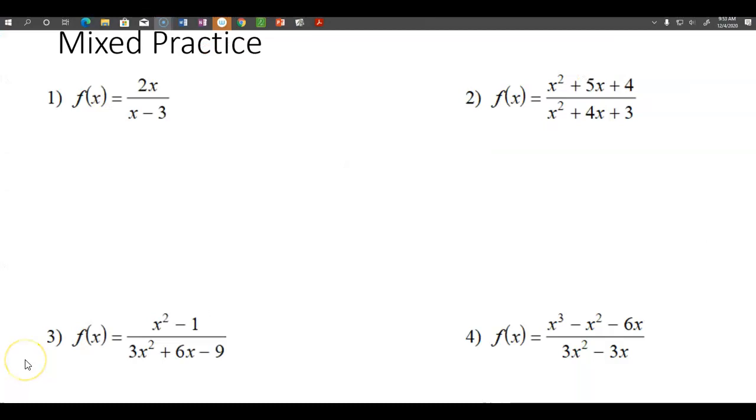So here's some mixed practice for you guys to try out putting everything that we just learned together. There's a mixture of various types of problems here. So I want you guys to see if you could describe the end behavior of all 4 of these. Go ahead and pause the video, and when you're done, you will see the solution posted.